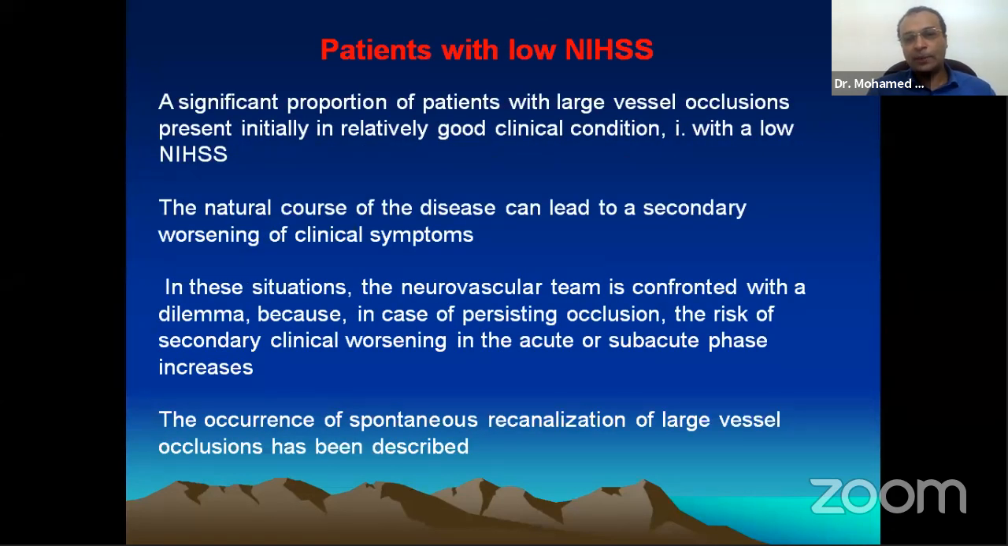Some patients present with low NIHSS, below 6, with large vessel occlusions. Here the question is whether to do endovascular thrombectomy or wait, since the patient may progress.